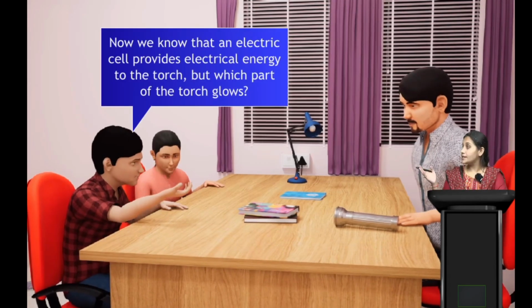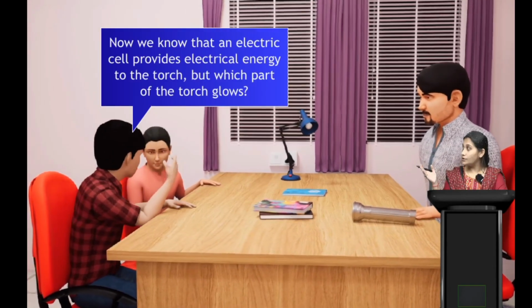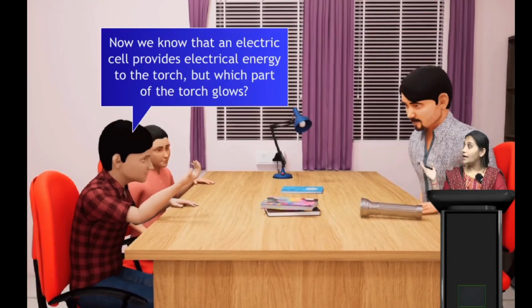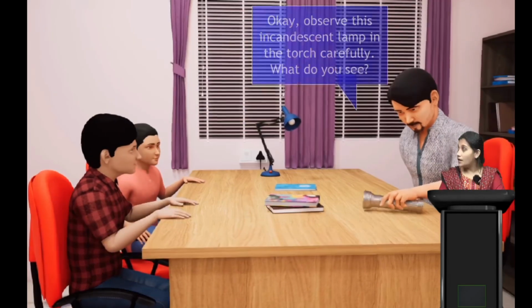Let's see what we have on the screen. The boy is asking his father that now we know that an electric cell provides electrical energy to the torch, and that's why the torch glows. But which part of the torch glows? In the torch there are so many parts. He wanted to know this answer.